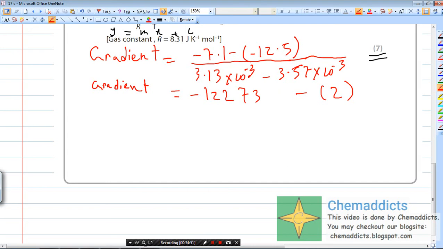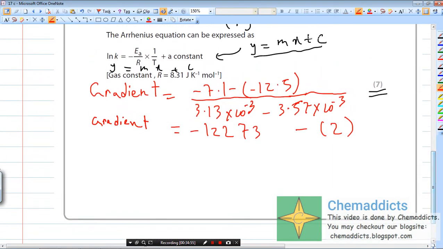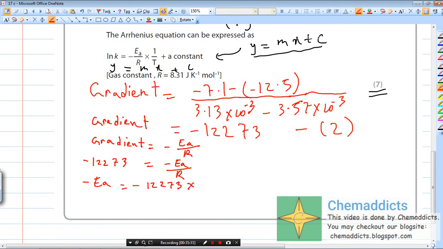Okay, so now let us calculate the activation energy. Since we know from the Arrhenius equation that minus EA by R is m, if we compare the Arrhenius equation with the straight line, the gradient is equivalent to minus EA by R. So we know the gradient minus 12273 is equal to minus EA by R. Let us make EA the subject: minus EA is equal to minus 12273 into, here the value for gas constant is 8.31.